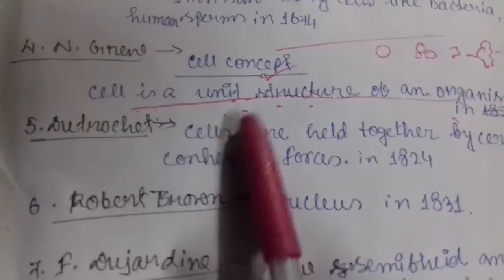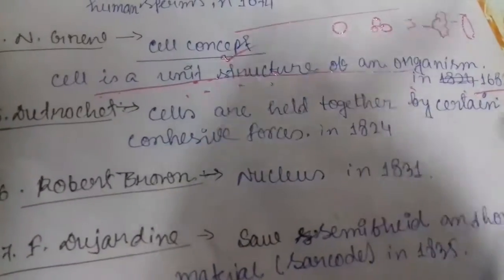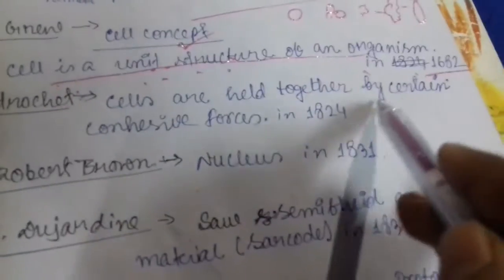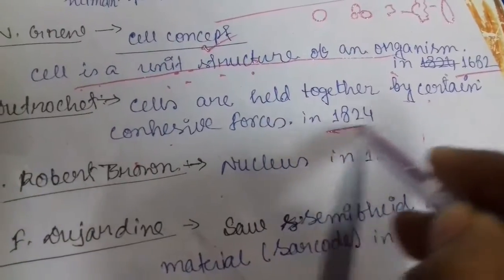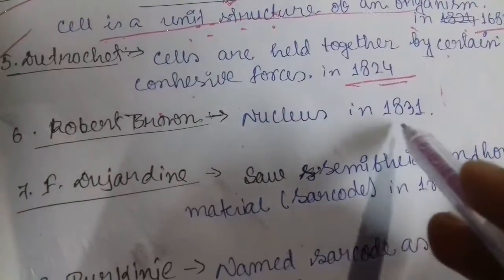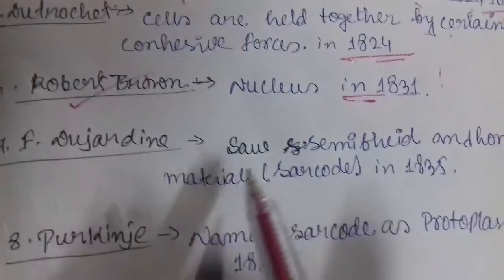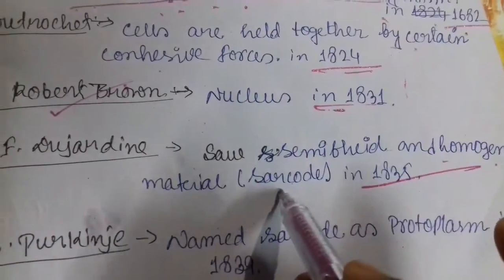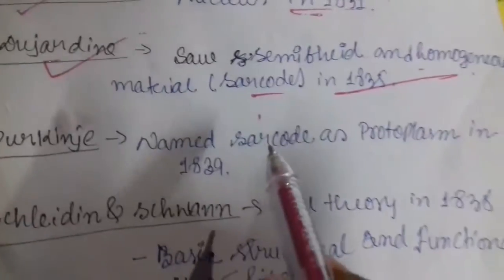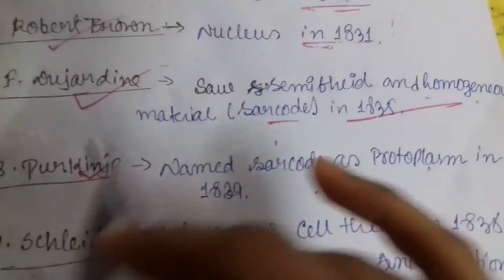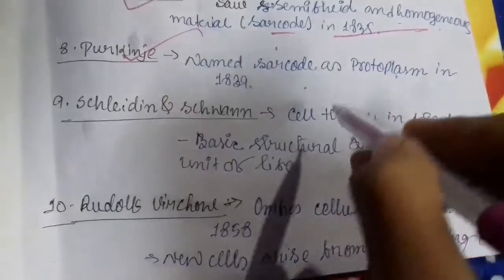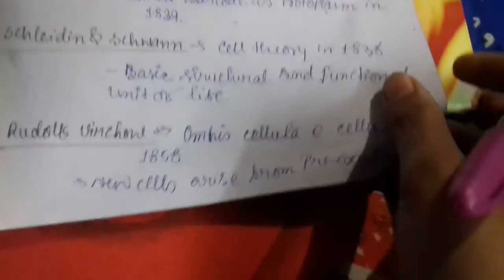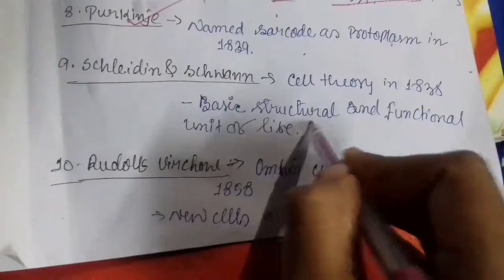Then came Dutrochet, who said that cells are held together, meaning tissues are made by certain cohesive forces, in 1824. Then came Robert Brown, who discovered the nucleus in 1831. F. Dujardin saw a semi-fluid and homogeneous material in 1835 and named it sarcode. Then Purkinje named sarcode as protoplasm in 1839, and Schleiden and Schwann proposed the cell theory in 1838 and said that the cell is a basic structural and functional unit of life, and also many other things.